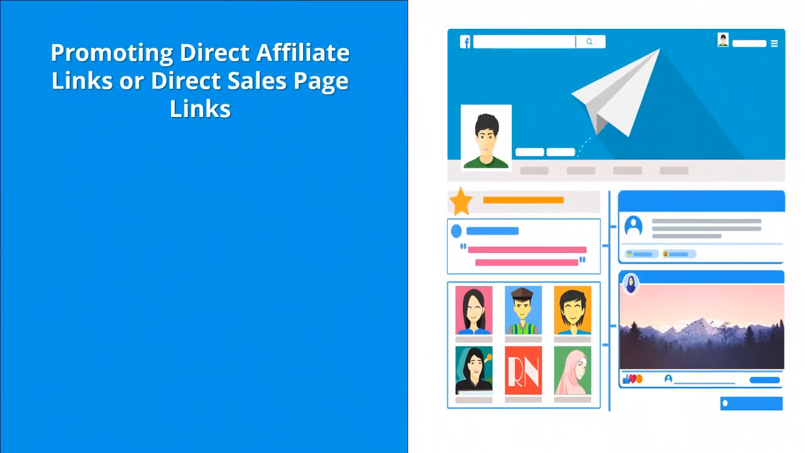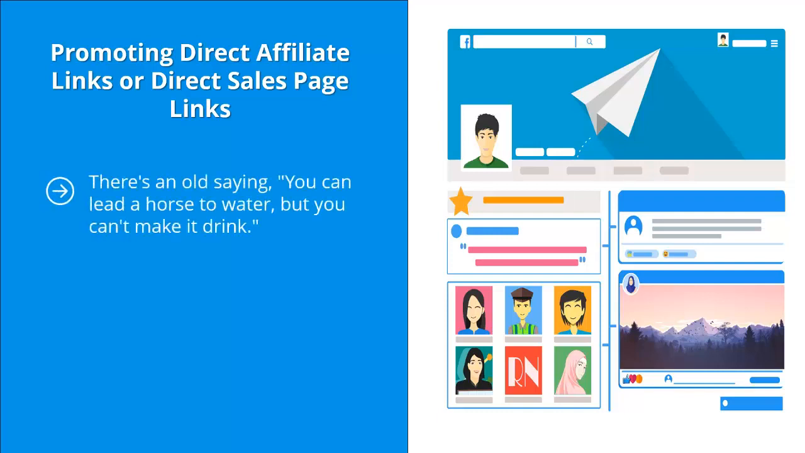Promoting direct affiliate links or direct sales page links. There's an old saying, you can lead a horse to water, but you can't make it drink. By the same token, you can get a lot of people on Facebook to click on your links, but don't expect them to convert once they go to that affiliate sales page or your own direct sales page. Why won't people buy? After all, they did click on your ad, right? Answer: they haven't been properly qualified.